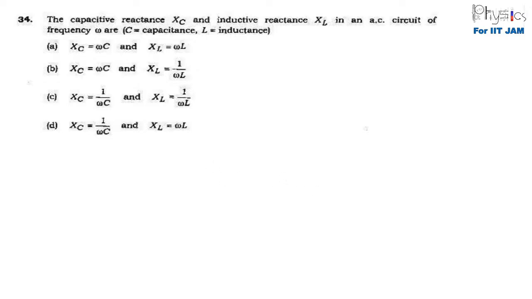Okay. So, see here, just remember one thing: this reactance is the resistance in an AC circuit, the imaginary part of resistance. So simply we can call it resistance, that is, the resistance to the flow of current, right?